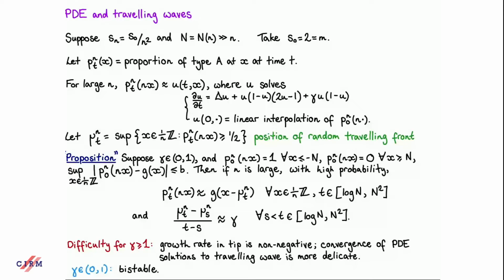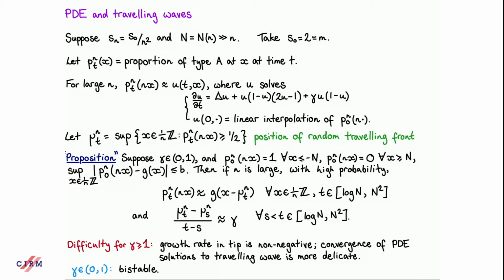We can prove this for gamma less than 1, and the difficulty for gamma greater than or equal to 1 is that the growth rate in the tip is non-negative, by which I mean that if we take a small positive u, then the value of these two nonlinear terms added together is non-negative. And that means that the convergence of PDE solutions to the travelling wave is more delicate, and also means it's harder to control the effective noise in the tip of the wave. So that's roughly why so far we've only proved this for gamma less than 1, and gamma between 0 and 1 is the bistable case.